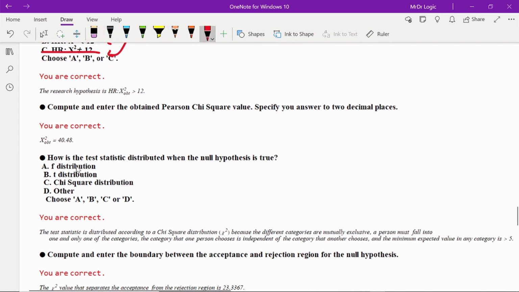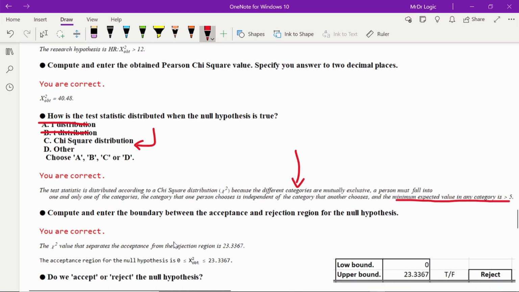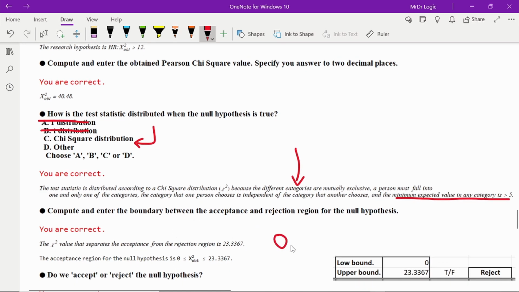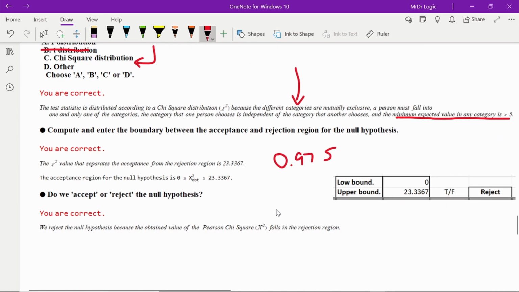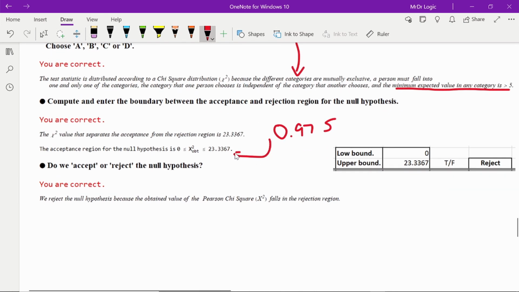We already know we're not looking for the F distribution, we're not looking for the T distribution. Automatically chi, because as the module puts it, different categories are mutually exclusive. They fall into one category only, and they're independent. Just know that this is chi because the minimum expected value is greater than 5, and it's different categories. As for the x value, we have determined because of the 0.75. And then finally, we get this value.